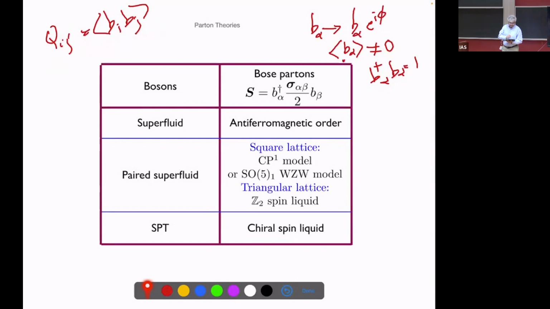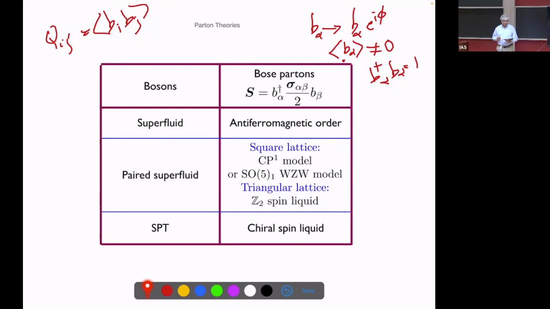So why is that a Z2 spin liquid, at least on the triangular lattice? Well, because this condensate leaves over a gauge transformation, and that's the gauge transformation B goes to minus B. That doesn't change the condensate. And it's that Z2 gauge transformation that led to all the physics that we were discussing the last 2 weeks. So a paired superfluid of bosons is just a Z2 spin liquid once you put the gauge symmetry in.